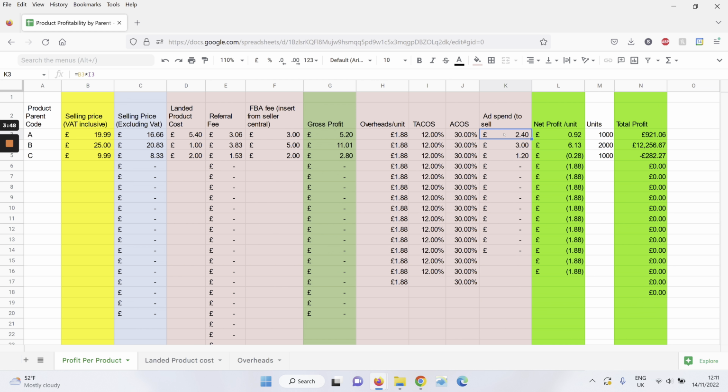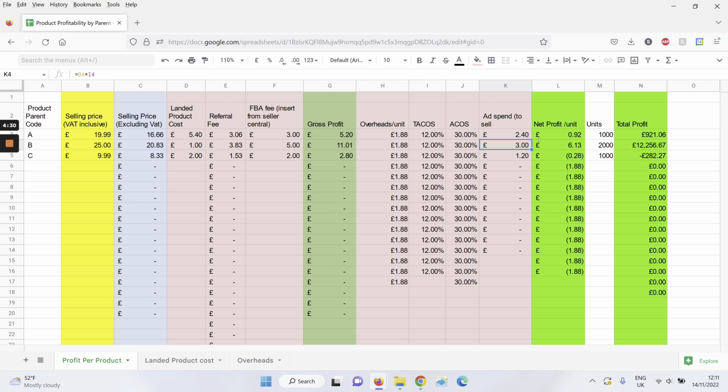Okay, so based on this, if we calculate using TACOS 12%, right, multiply that by your selling price, it's costing you £2.40 to sell each unit. Okay, £2.40 is your advertising cost. So this makes it a bit more real that, of the £20 selling price that I'm using, it is costing me £2.40 to actually sell each unit.